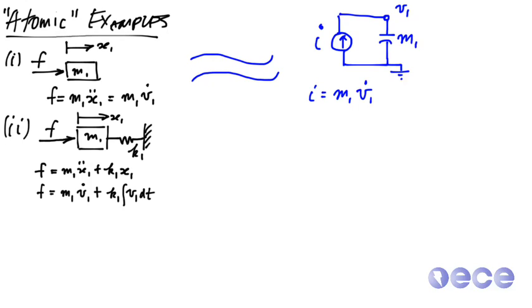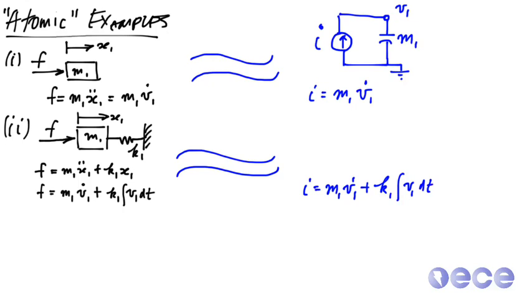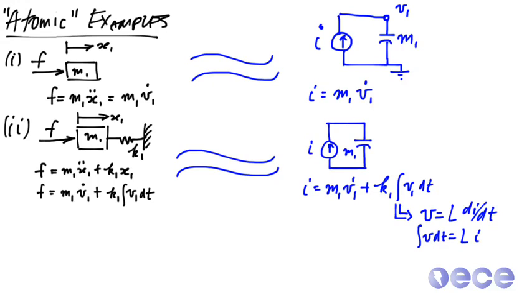We can rewrite this as m1 v1 dot plus k1 times the integral of v1 dt. I've taken x1 and taken its integral so that I can write it as v1. We can rewrite this as a current source, I, with the capacitor, m1. And what is k1 times the integral of voltage? Well, we already know that voltage across an inductor is L times the derivative of the current. So we can integrate the voltage to get L times I, and divide through by L to get an equation for I in terms of voltage. Now we can see that the spring actually acts like an inductor.